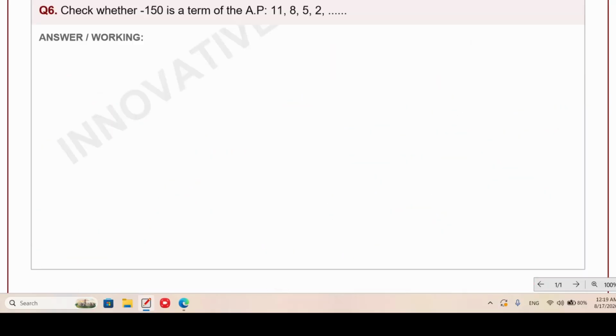Clear? Now question number 6, check whether, yes, when you are checking whether this is a term of an AP, you need to find that n belongs to the natural numbers. N belongs to a natural number. It means that n does not belong to any fraction or decimal number. Okay, now let's see, is it a term of an AP or not?